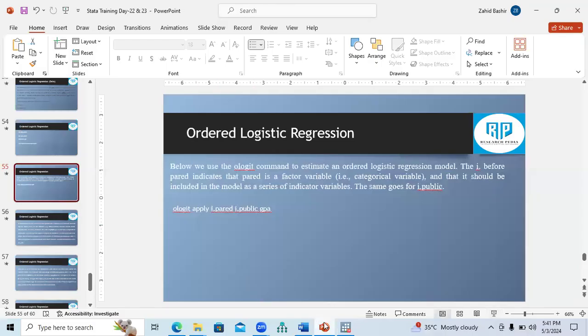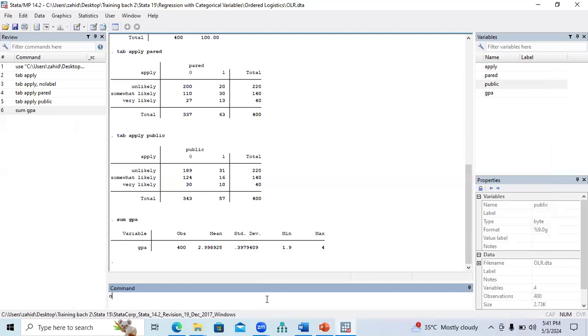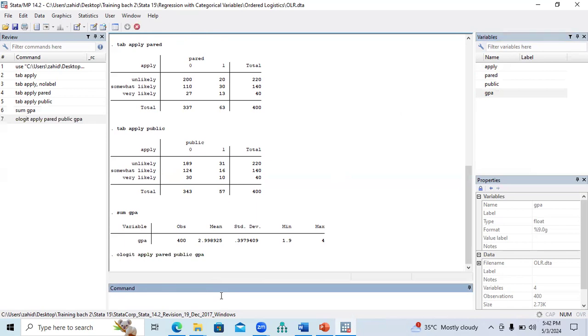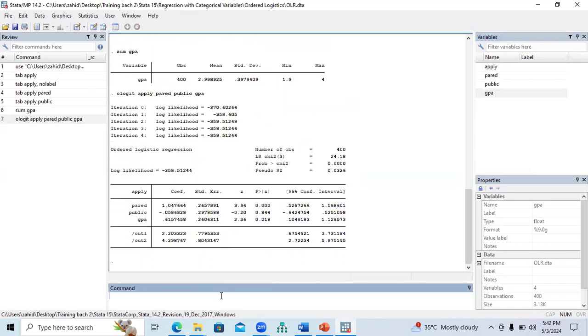You need to write here ologit, which is ordinary logit. Then you need to place the dependent variable. Then you need to place the independent variables. For example, if we consider that all are continuous variables, then the model will look like this. And after running the model, it will show the results like this.